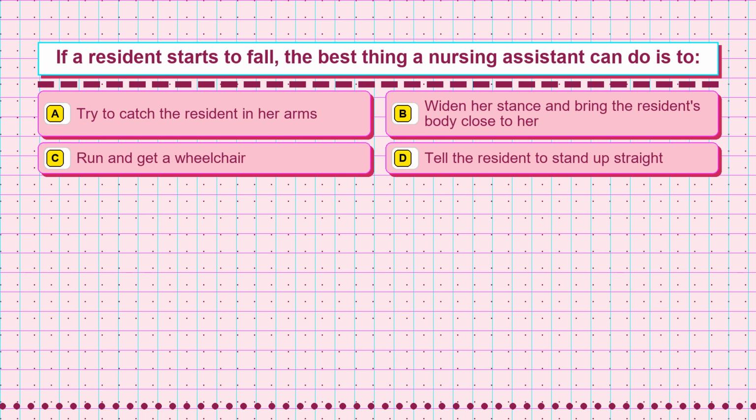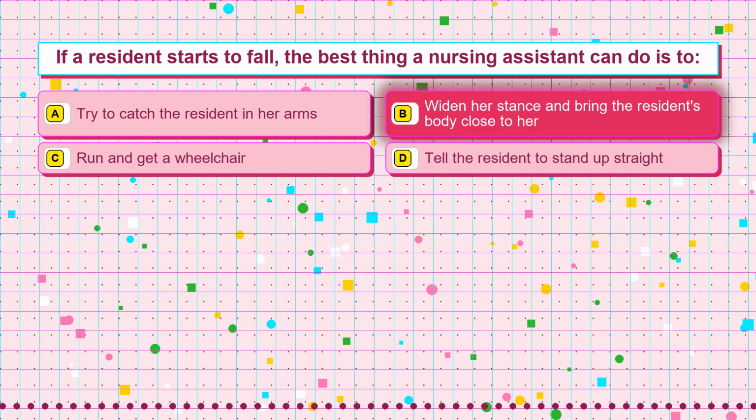Question 35. If a resident starts to fall, the best thing a nursing assistant can do is to: Option A, try to catch the resident in her arms. Option B, widen her stance and bring the resident's body close to her. Option C, run and get a wheelchair. Option D, tell the resident to stand up straight.